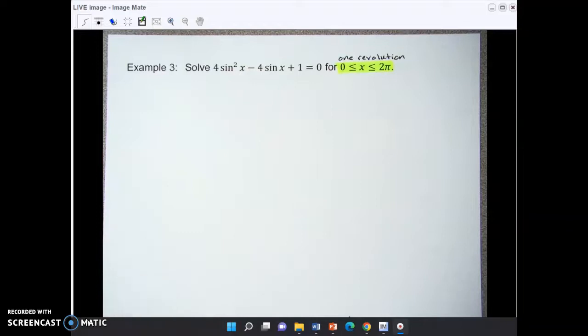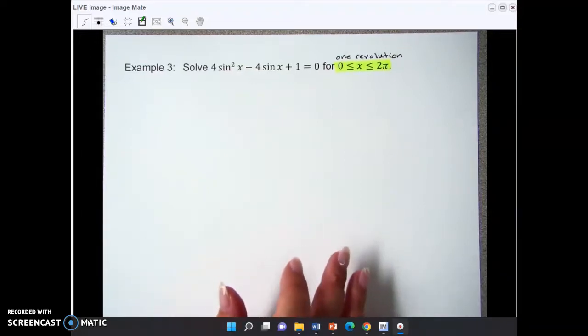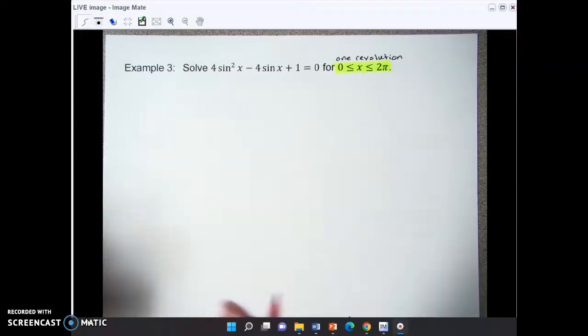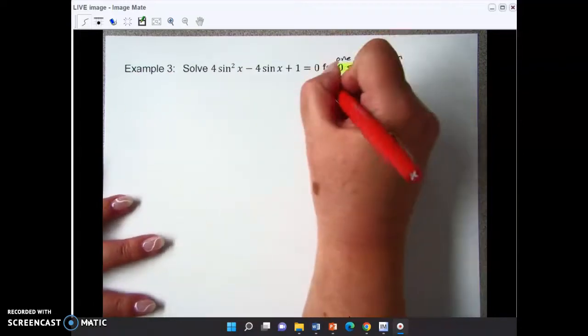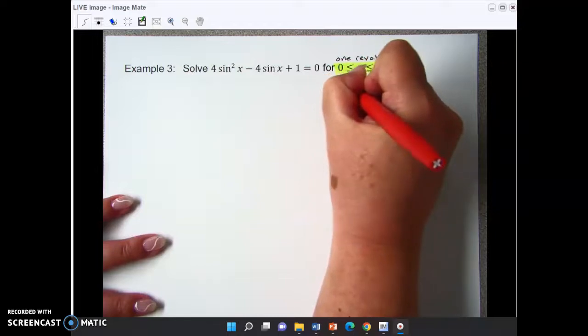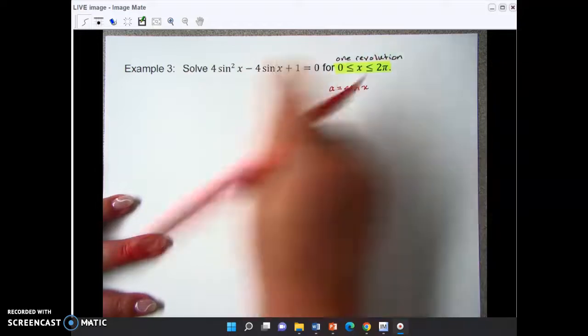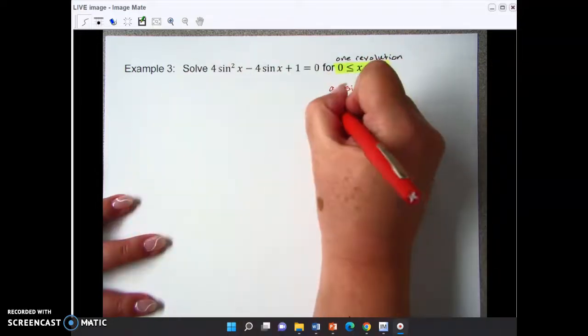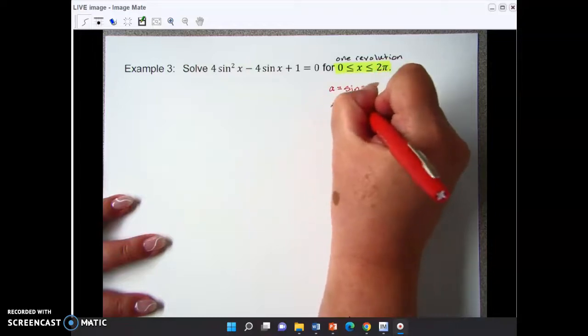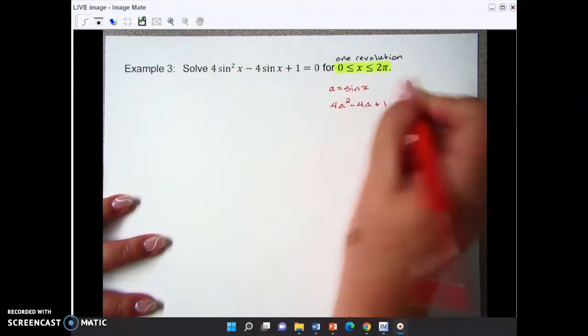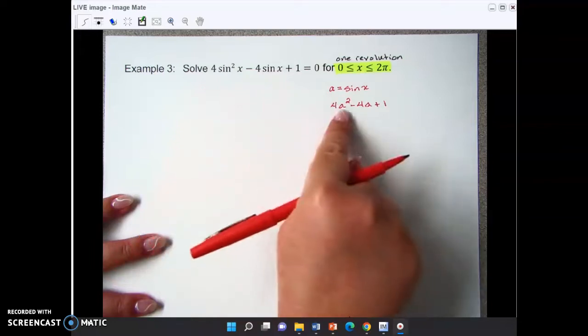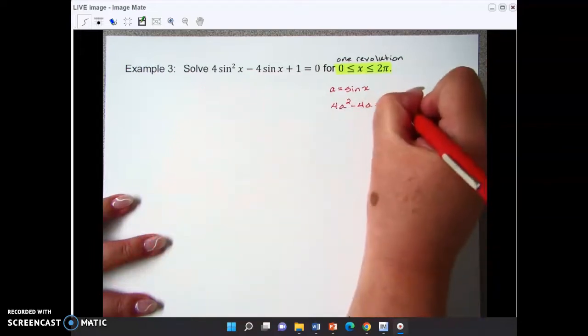And so I'm going to show you how it's done algebraically with the simple algebra 1, algebra 2 type algebra, and then I'm going to show you how to do it with trig equations. So I'm going to let a equal sine of x. And so if I substitute a, that gives me 4a squared minus 4a plus 1. So each time I see sine, I'm substituting an a. This is equal to 0.